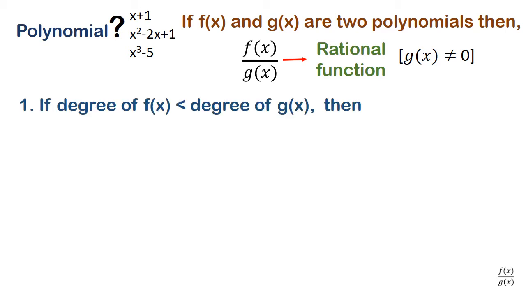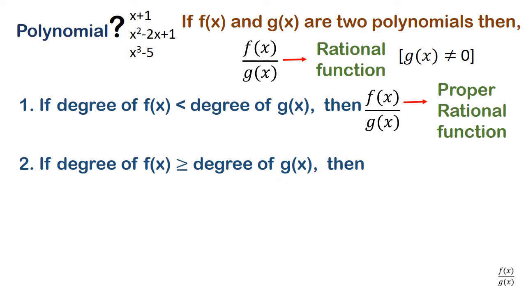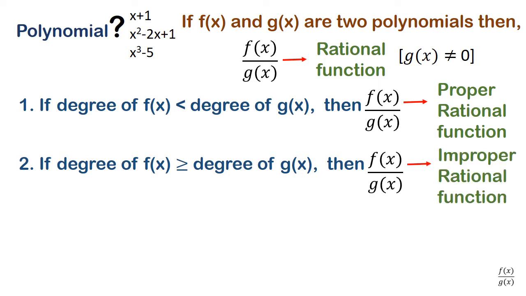Now, suppose the degree of f(x) is less than the degree of g(x). What is the meaning of degree of a function? The highest power to which the variable can be raised is known as the degree of that function. So if the degree of the numerator is less than the degree of the denominator, then the rational function f(x) upon g(x) is known as a proper rational function. On the other hand, if the degree of the numerator f(x) is greater than or equal to the degree of the denominator g(x), then we say that f(x) upon g(x) is an improper rational function.